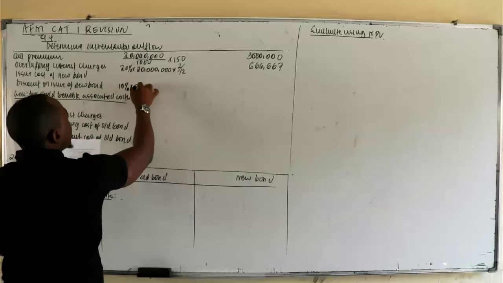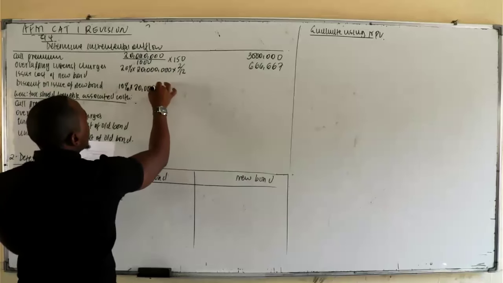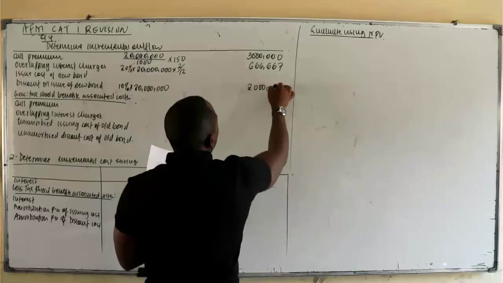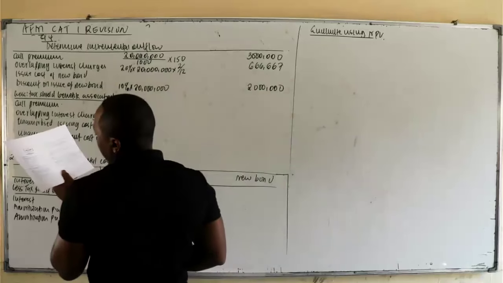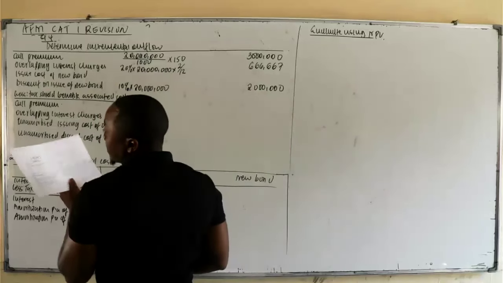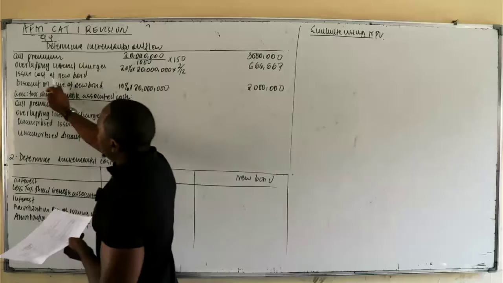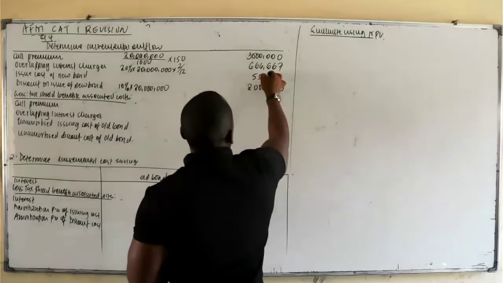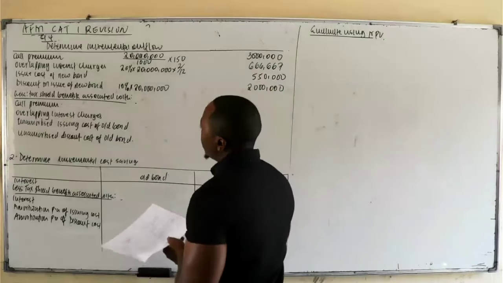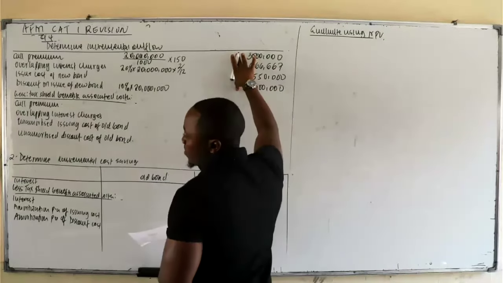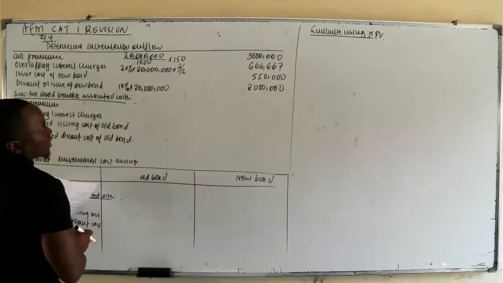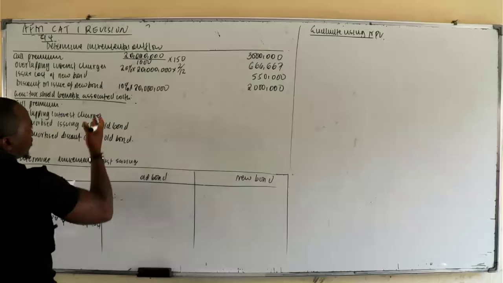So it's 10% of 20 million. That means you'll give a discount of how much? 2 million. Then after that, the flotation cost of the new bond is estimated at 550. So the issuing cost of the new bond is what we call flotation cost. The cost will be 550. Then these costs are allowable for tax purposes, so therefore they'll reduce the expenses as a result of tax savings.